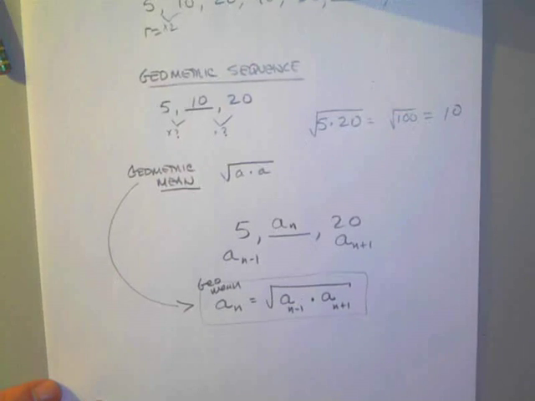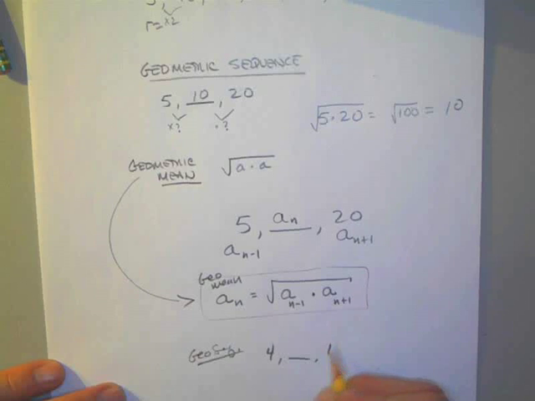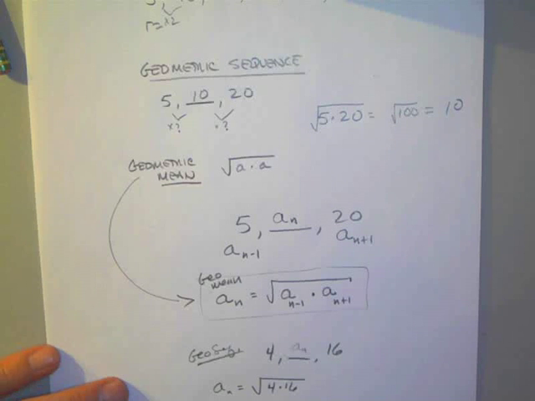Okay, so let's do a little example. Let's say that we know that we have a geometric sequence, we're told this, and we know that we have 4, blank, and 16. And so how are we going to find that? Well, if this is the an value, the geometric mean says we're going to do the square root of 4 times 16. And if you do that on your calculator, you will find that that's the square root of 64, which is 8. And so that term is 8.